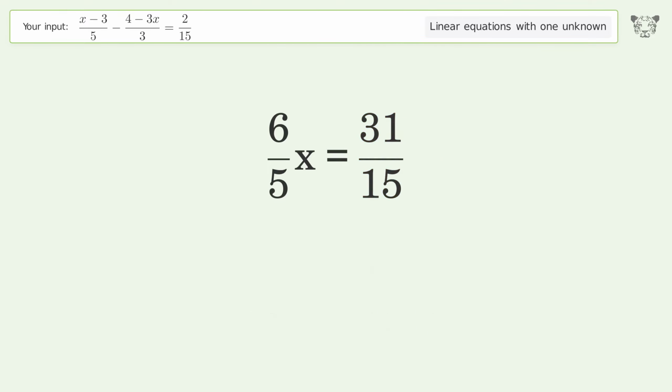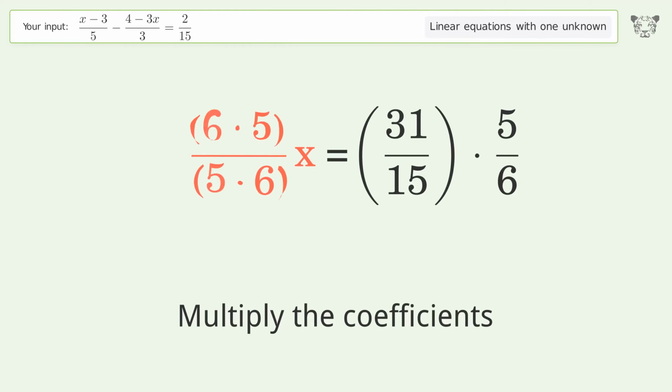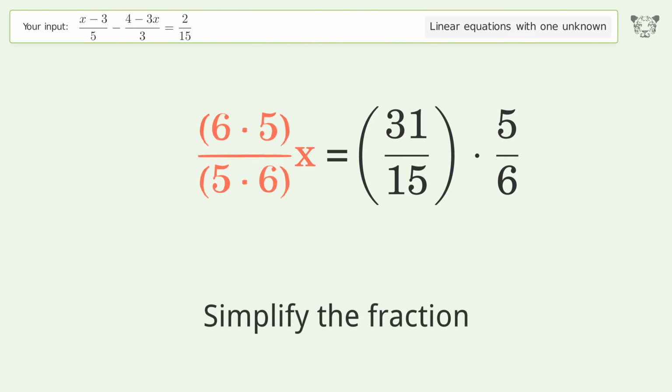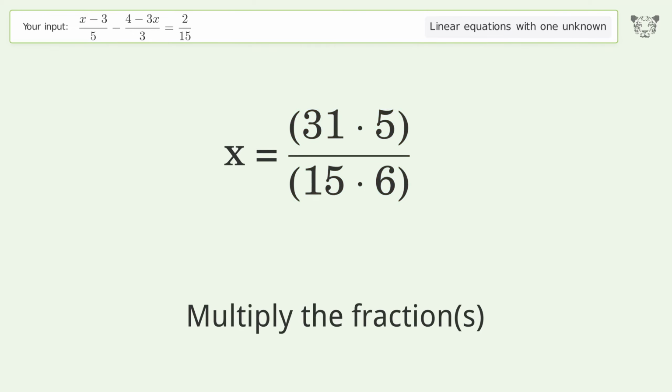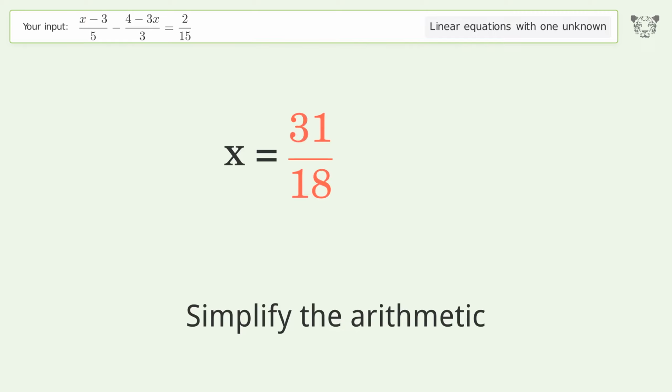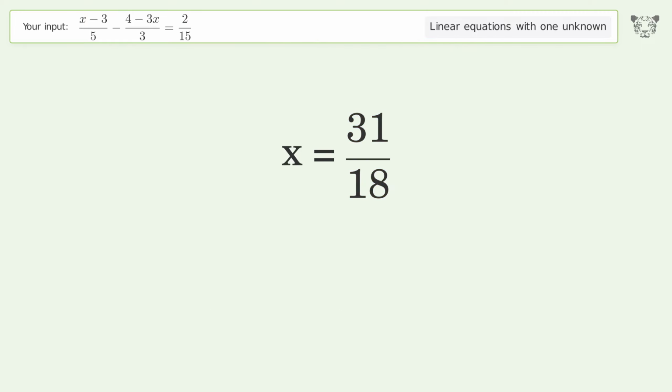Group like terms. Multiply the coefficients. Simplify the fraction. Multiply the fractions. Simplify the arithmetic. And so the final result is x equals 31/18.